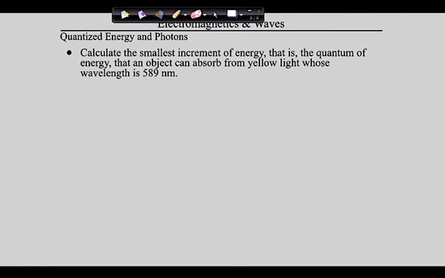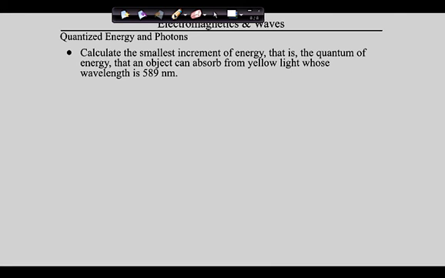It says calculate the smallest increment of energy, that is the quantum of energy, that an object can absorb from a yellow light whose wavelength is 589 nanometers. Sound familiar? That's our sodium light, right? So guys, what we're asking now is this: when this sodium light radiates energy at 589 nanometers, how much energy does each one of those photons possess?